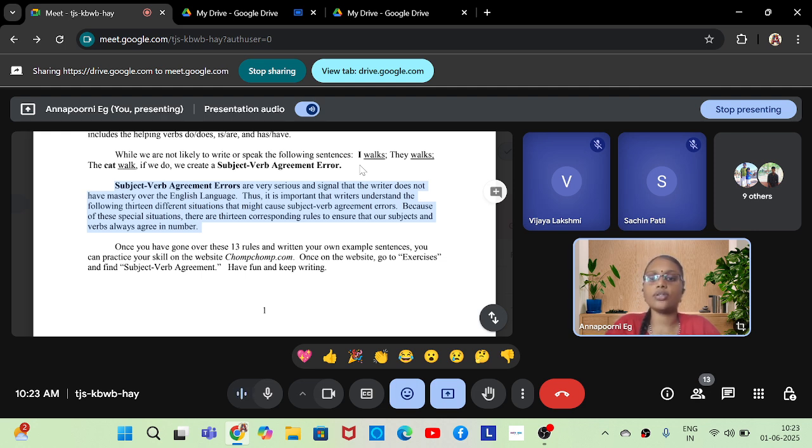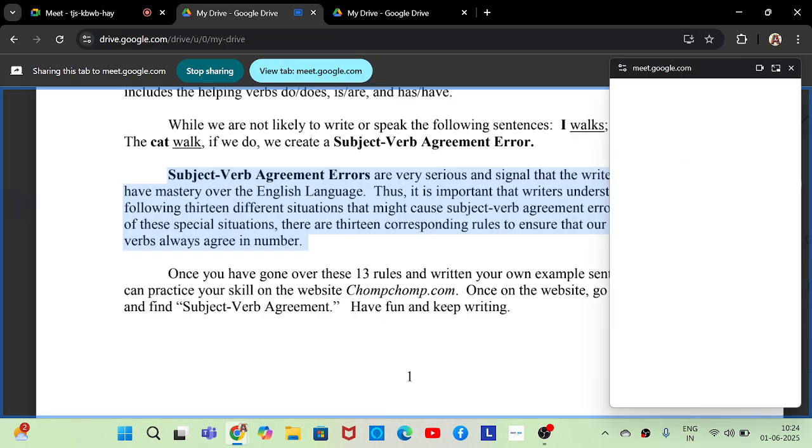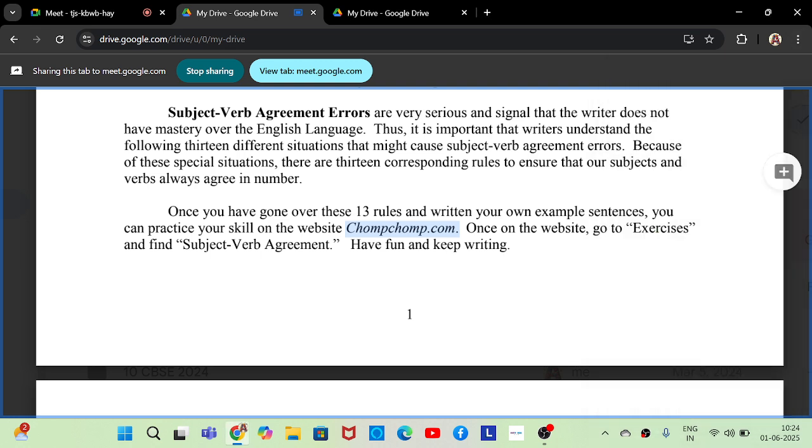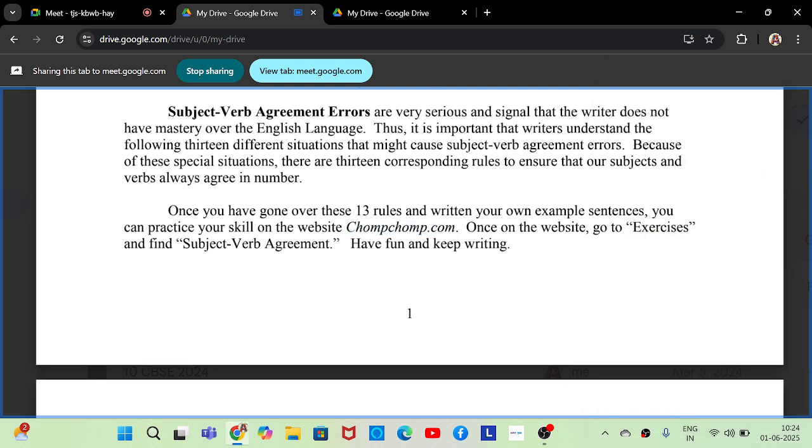Once you have completed the 13 rules and you have written your own examples, you can practice your skill on one website, chomchomp.com. I will just share this PDF in the group. You can go through it. And in the website, there is an exercise part. There you can find the subject verb agreement exercise and you can do it yourself. The website name is chomchomp.com. Anyways, now we will go through the 13 rules.